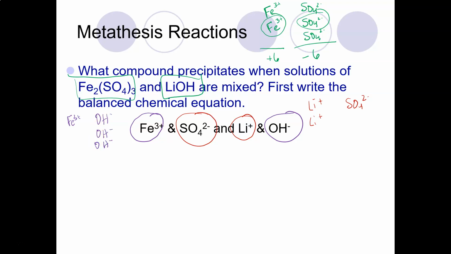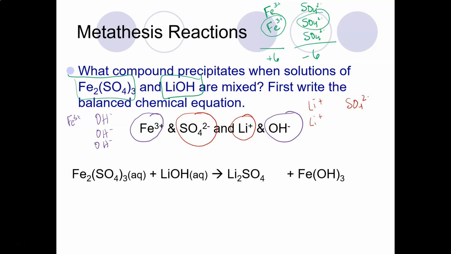So when I go to write these as chemical formulas for my products, it's going to be Li2SO4, right? 2 lithiums, 1 SO4. 1 iron to 3 hydroxides, so Fe(OH)3. So we've identified our 4 ions, and then we paired them up, making our charges cancel. Next is to find the states of matter.